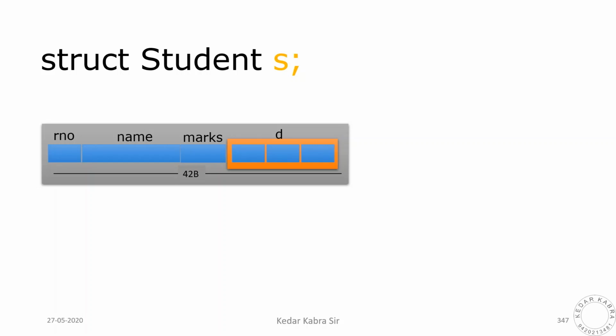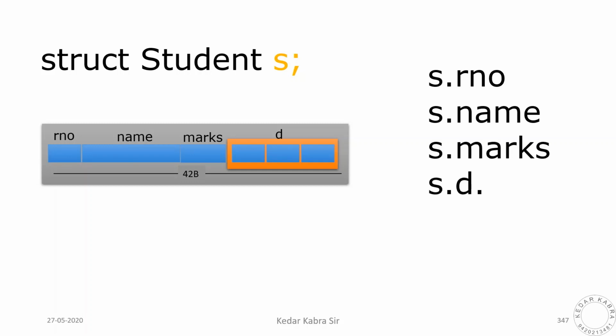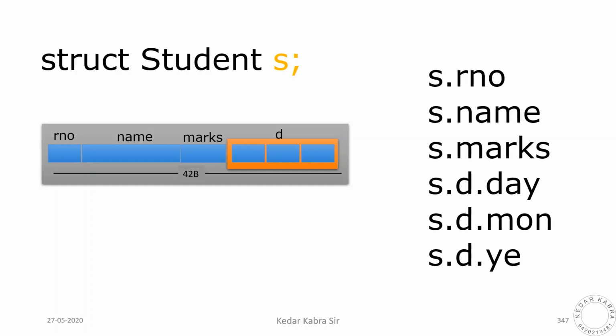We can access the members of S like this: s.rno, s.name, s.marks, s.d.day, s.d.month, s.d.year. Check carefully how nested members are accessed by using dot operator. I will demonstrate it through a small program.